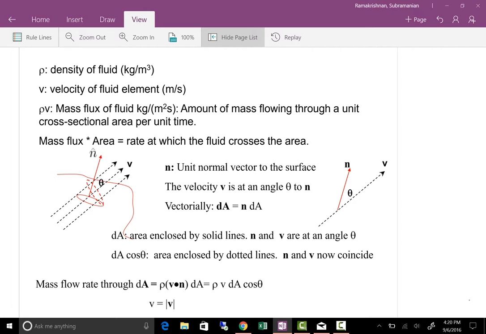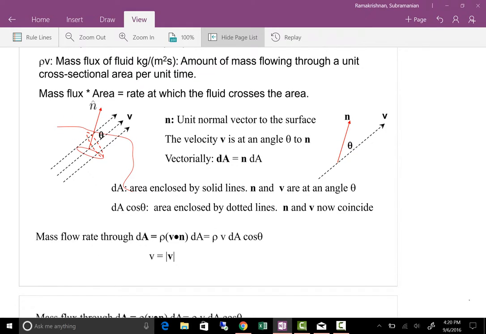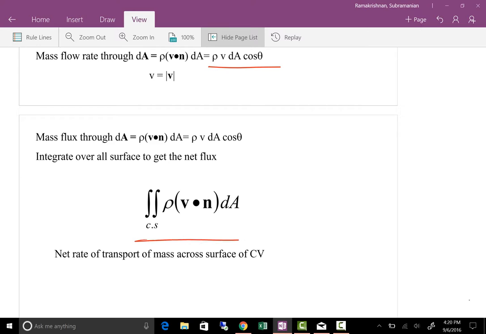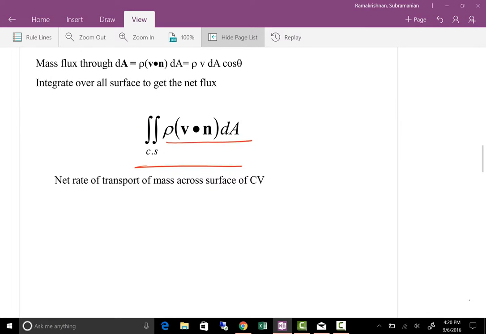When the velocity v comes in at an angle to the surface area, right, and the angle between the velocity and the unit normal is theta, how do you calculate the mass flow rate? You take the dot product of v with n. Rho v dA cos theta gives you the mass flow rate through elemental area dA. And when you integrate this over the full surface area, you get the total mass flow rate, right? Simple. And again, which is what is shown here, this is the mass flow rate through a small elemental area dA. Integrated over the full surface area, you get the total mass flow rate.